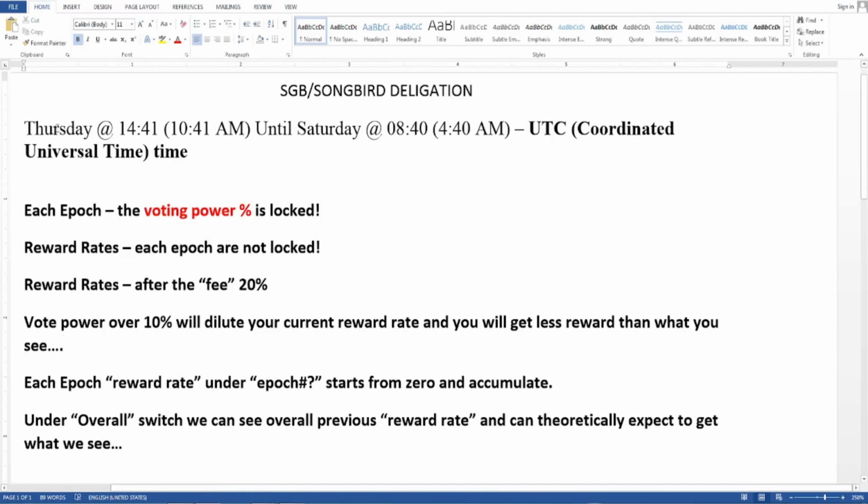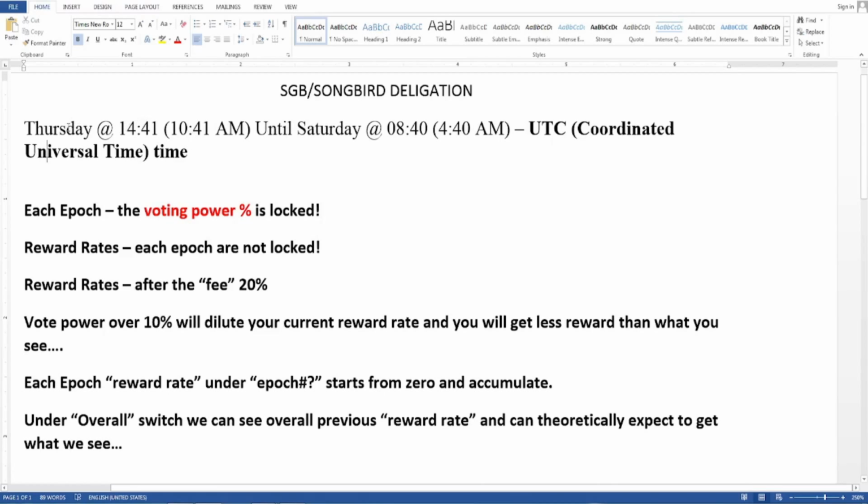What else? Okay, Thursday at 14:41, so my local time is 10:41 a.m., until Saturday at 8:40, my local time 4:40 a.m. This is Coordinated Universal Time. This is when the epoch is going to start, and the block will randomly take a snapshot. For example, if you delegated your Songbird on Friday and the snapshot hasn't been taken yet, you're good, because the block snapshot will be taken randomly.